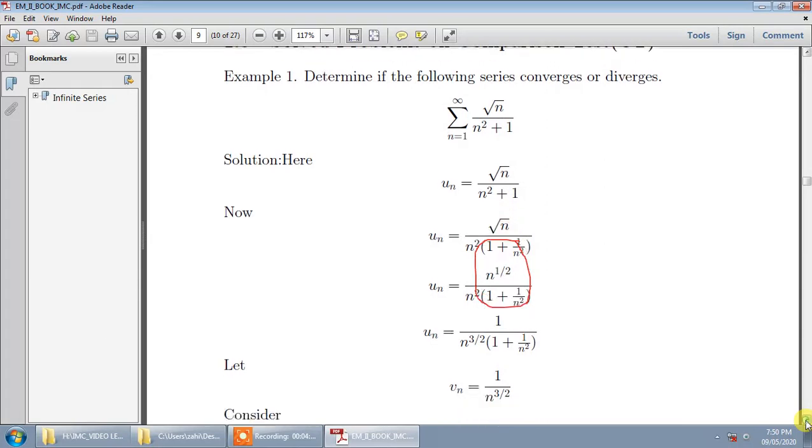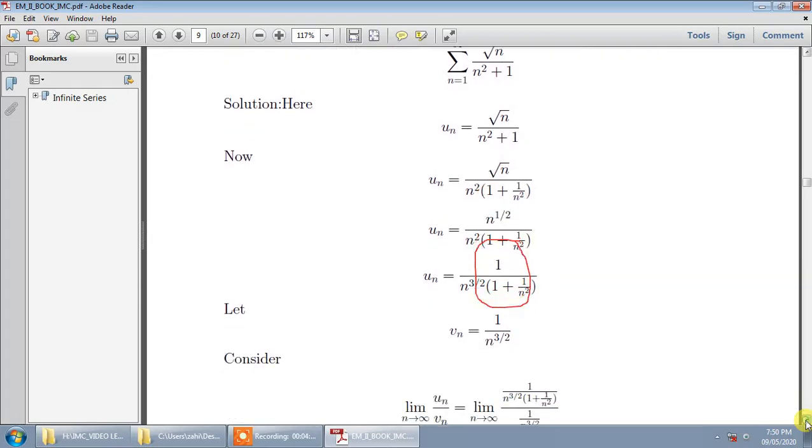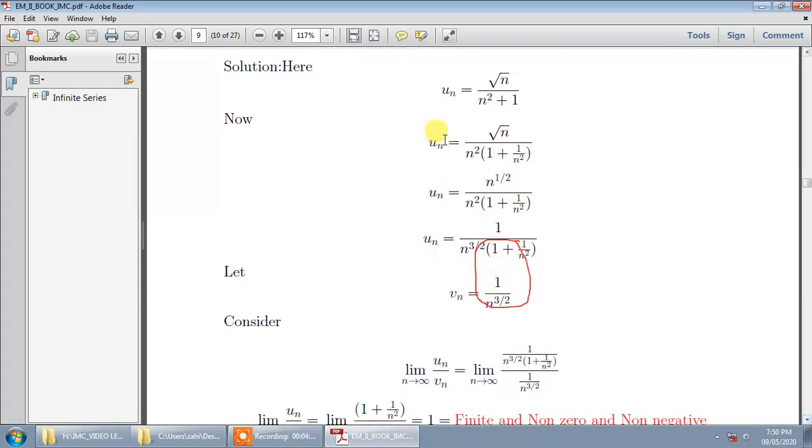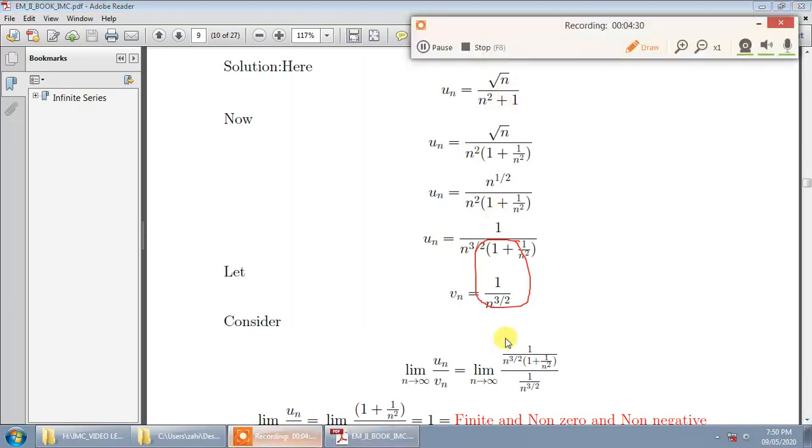Okay, now let me write root n as n raised to half. I can take n square common from the denominator. If I take n square common, what do I have? The first term becomes 1 and the second term becomes 1 upon n square.